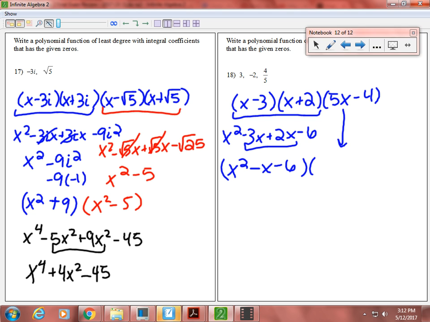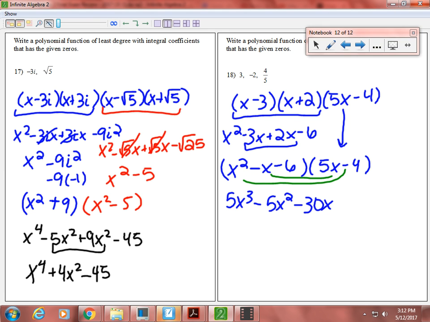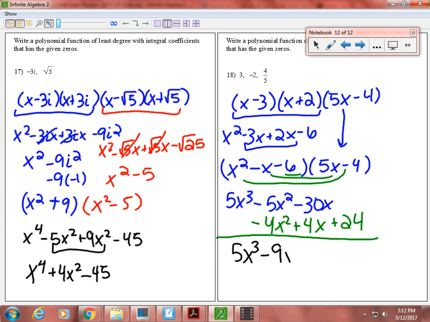Okay, drop down this one that you haven't worked with yet and multiply those together and get 5x cubed minus 5x squared minus 30x. And then again, I like to stack mine. So when I take all of these, I'm going to put them underneath and go negative 4x squared plus 4x and plus 24. Well, now that they're stacked like that, I can easily figure out that my answer is 5x cubed minus 9x squared minus 26x plus 24.